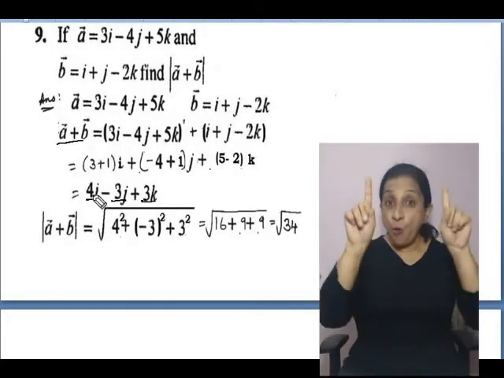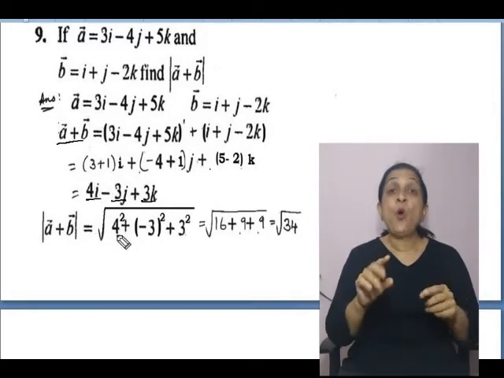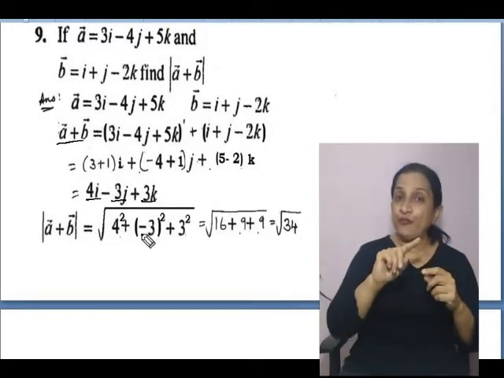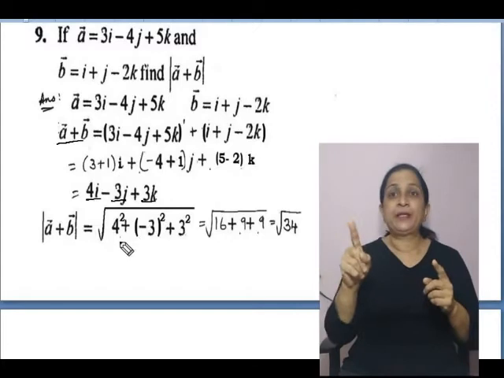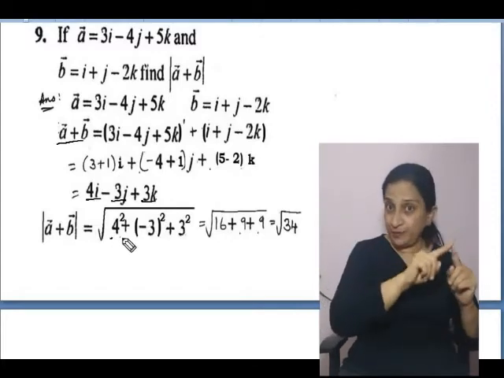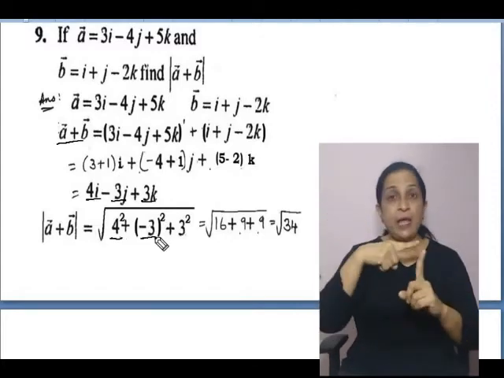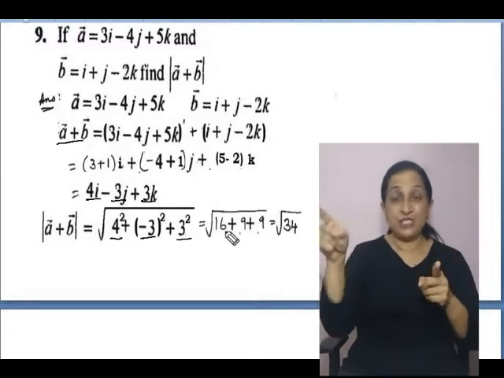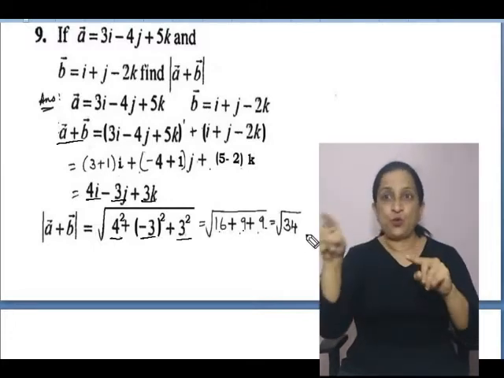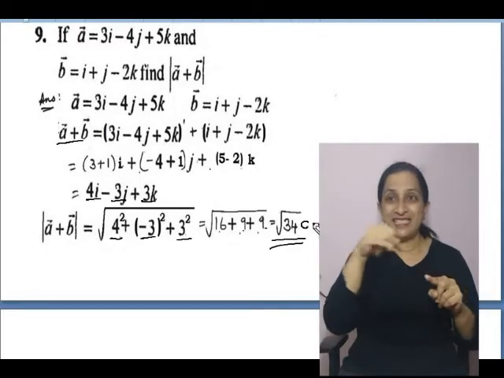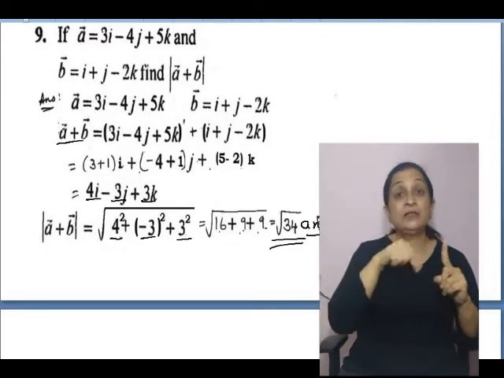The absolute value, the modulus, is always calculated by squaring the coefficients and adding. So here, even if you go wrong in sign, there is no problem because it is squared, so it will take care of it. So 4 squared plus (minus 3) squared plus 3 squared, that is 16 plus 9 plus 9, that is equal to 34. This is the answer.